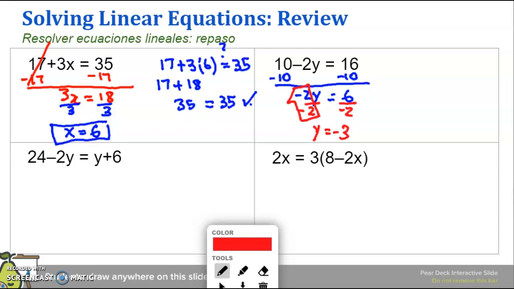And again, I should go through the checking process to make sure that I'm doing it correctly. Okay, so here is my checking process. We're substituting y to be negative 3 into the original equation, so that becomes 10 minus 2, and notice I'm using parentheses for the y value that I just found, is equal to 16. We're asking ourselves, is that true? Well, negative 2 times negative 3 is positive 6. And 10 plus 6 is indeed 16, so that checks out.